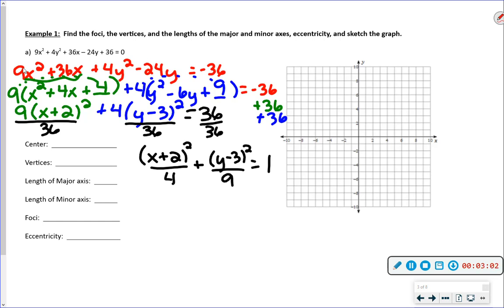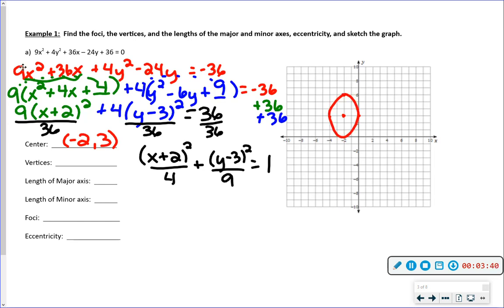Now, center, same rules with circles, parabolas, all of it. Anytime you're in parentheses, you're going to switch the signs. Negative 2, positive 3. And let's go ahead and plot that. Okay, we'll get the vertices and all the other stuff. Mark it out just like yesterday. 4 is under x, square root of 4, 2. Left 2, right 2 from our new center here. 9's under y, square root of 9, 3, up 3, down 3. Got it. Try to draw your ellipse.